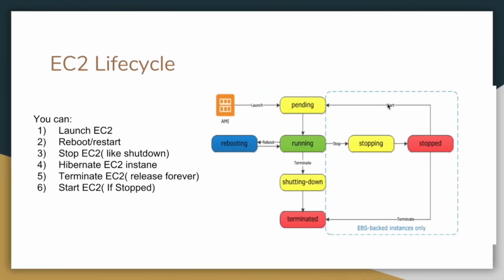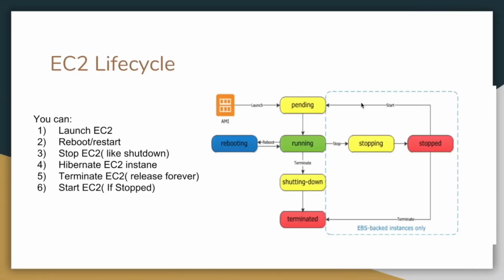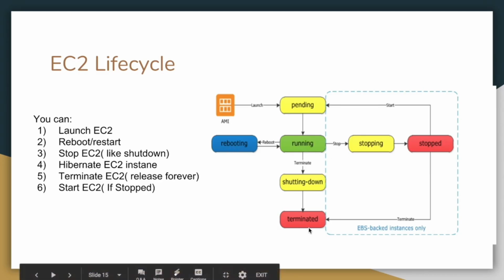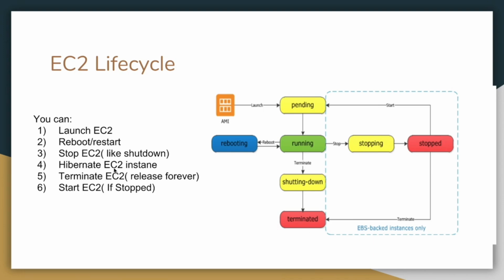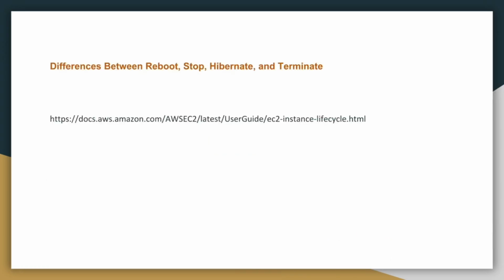Going back to the slides, when you launch an EC2 instance with an AMI, it goes to a pending state. After a while, it will go into a running state. It did go into a running state. After it goes into a running state, you can reboot your instance, you can stop your instance, or you can terminate your instance. You can also now hibernate your EC2 instance, but these are the EC2 instance lifecycle states that you have to know. You can read the differences between what happens when you reboot, stop, hibernate, and terminate your EC2 instance by going to this link.